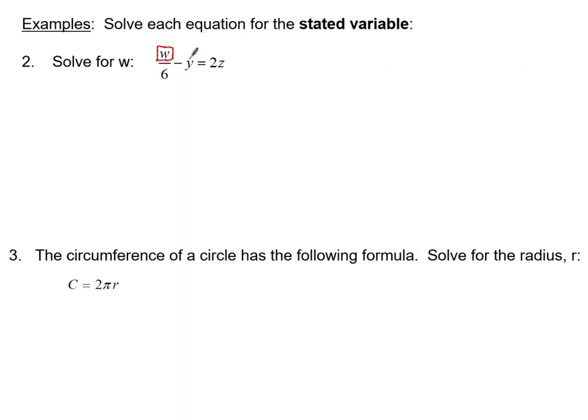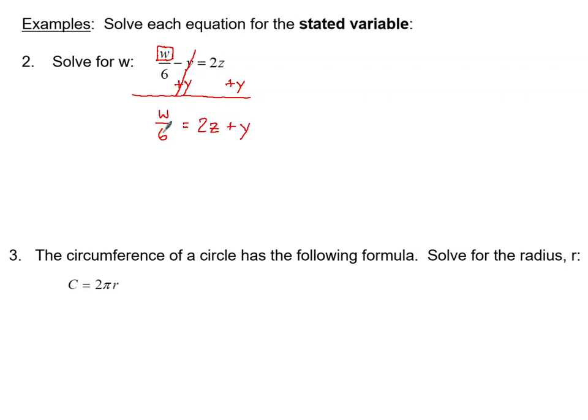I think it's easiest to get rid of terms first. So since this is a negative y, I'm going to put a positive y underneath it. I have to put that on the other side. I'm going to put it not right underneath because z's and y's are not like terms. Draw my line and cross out that term. I have w divided by 6, and that's going to be equal to 2z plus y. They're not like terms, so I have to write them side by side.